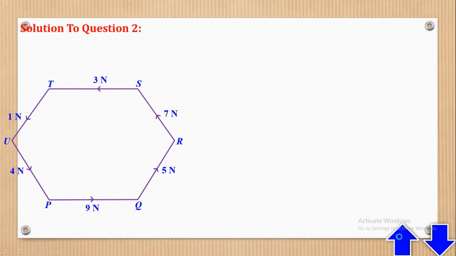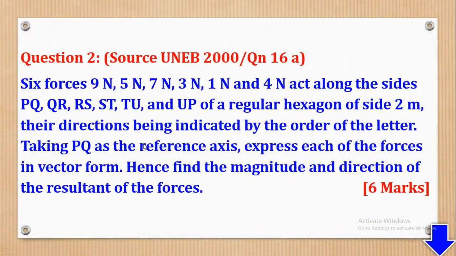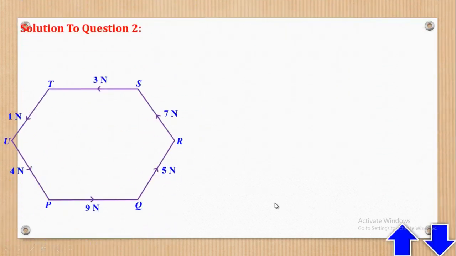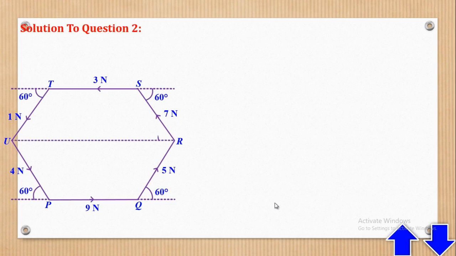And now they ask that, taking PQ as the reference axis, express each of the forces in vector form. So next is now to express the forces in vector form. But before we express the forces in vector form, we have to show the angles to which these forces are inclined. So for a regular hexagon, those angles will be 60 degrees each.